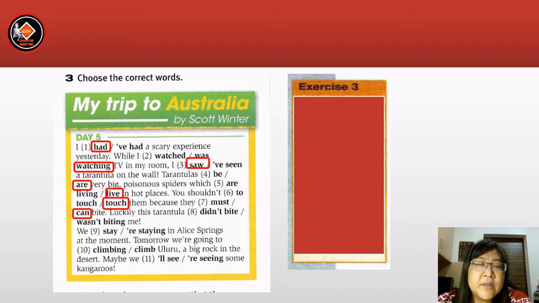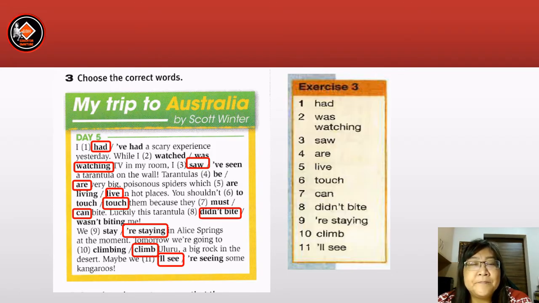Luckily, this tarantula didn't bite or wasn't biting me. So the answer is didn't bite me. We stay or are staying in Alice Springs at the moment. So the answer is are staying. Tomorrow we are going to climbing or climb Uluru. So the answer is climb a big rock in the desert. Maybe we'll see or are seeing some kangaroos. So the answer is maybe we'll see some kangaroos.